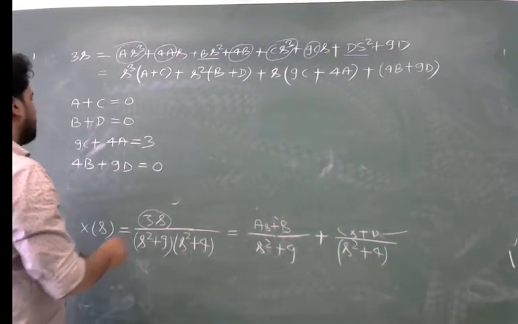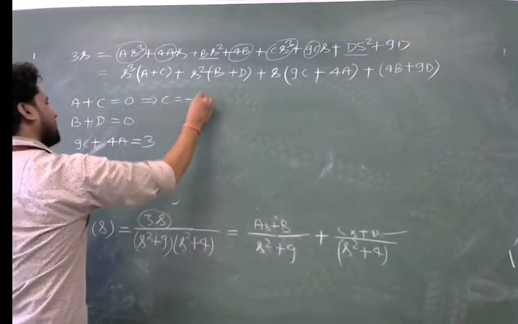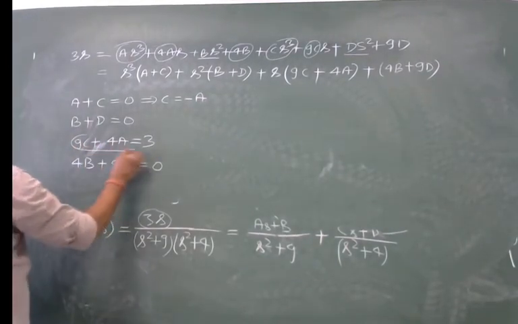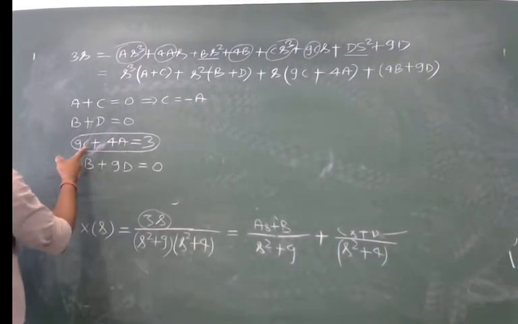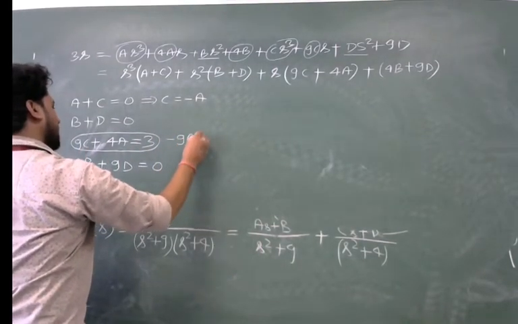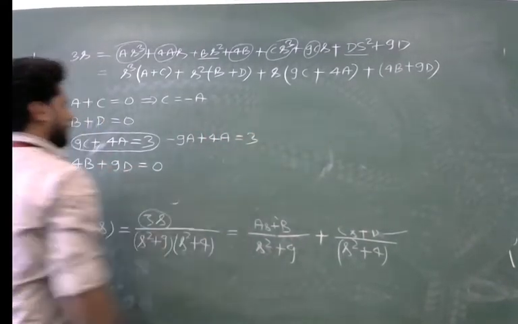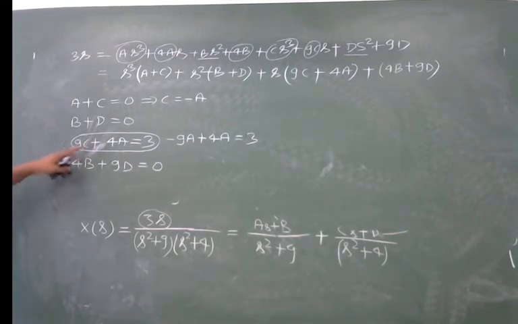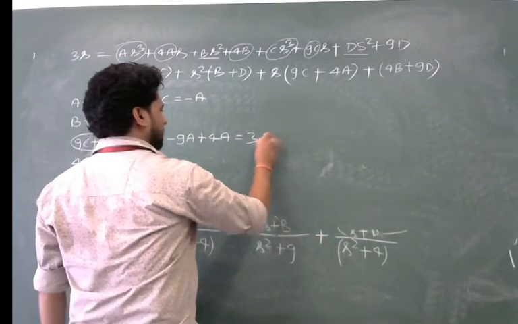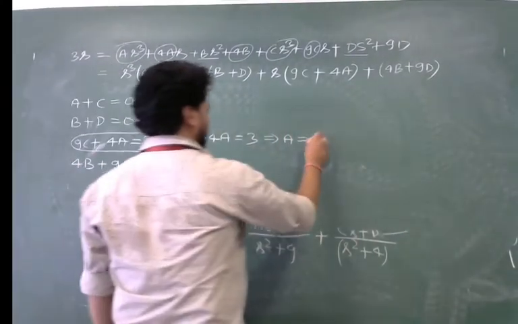So from here we can write c is equal to minus a, and if I put c is equal to minus a here, this will become minus 9a plus 4a is equal to 3. So from here, a will be equal to minus 3 by 5.